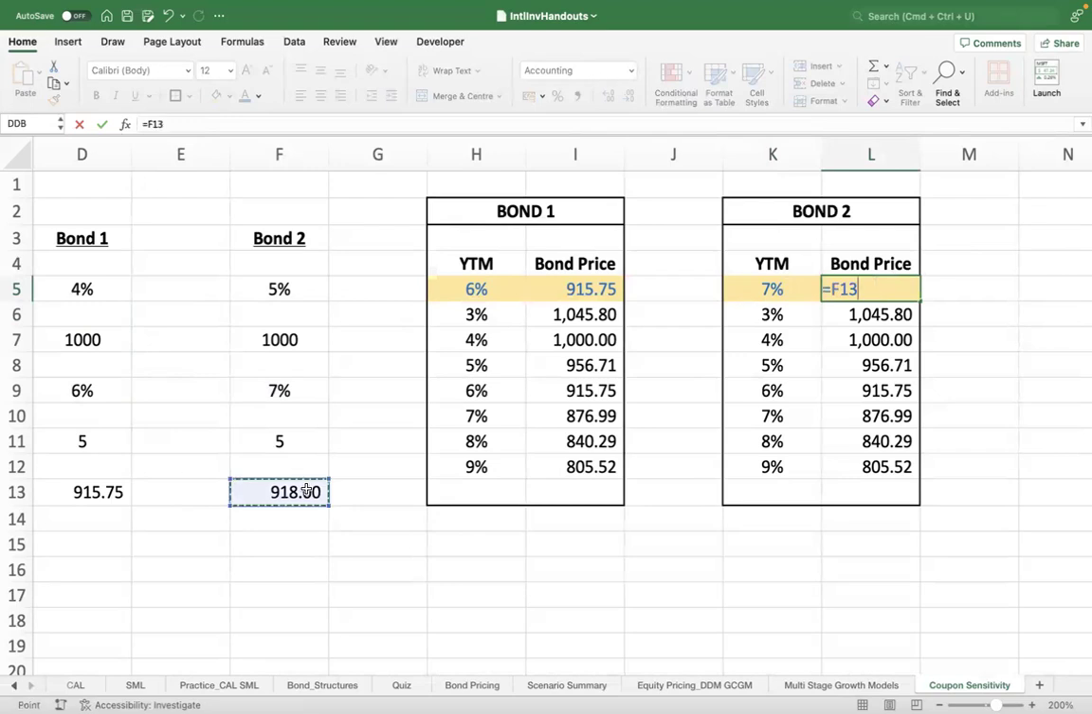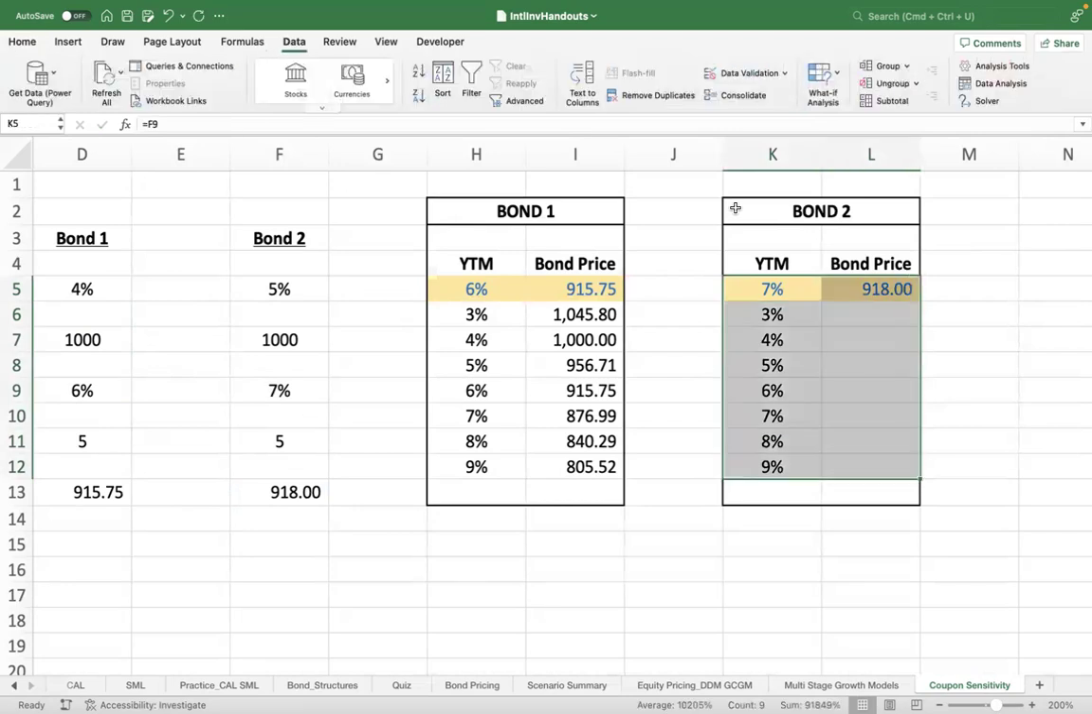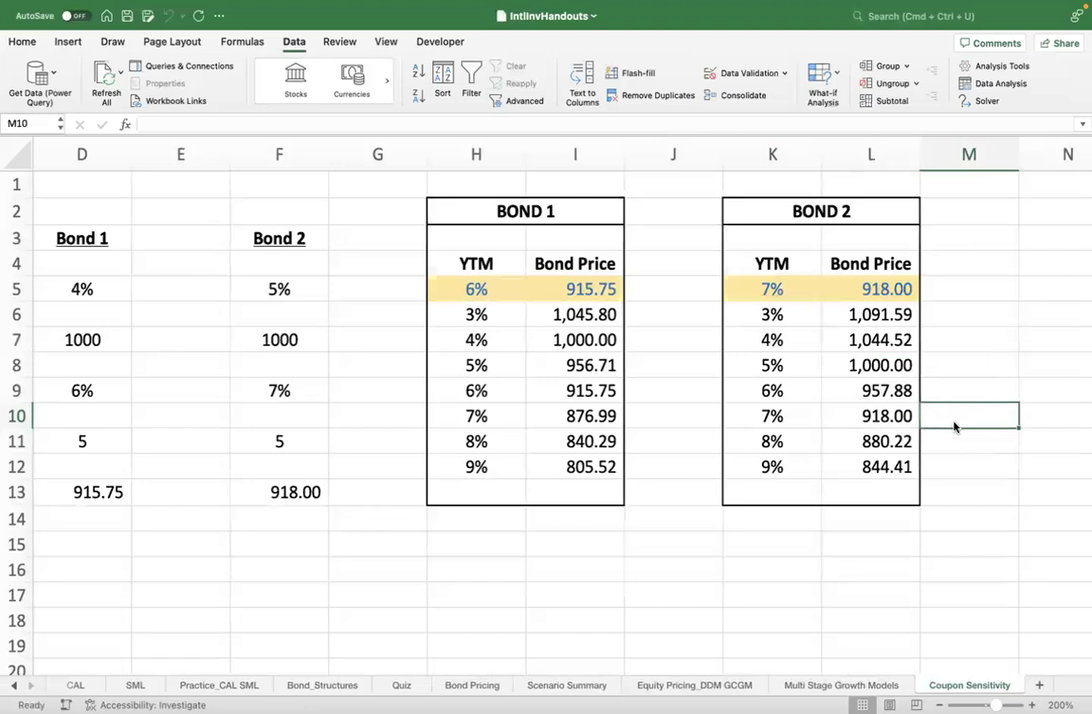Now, what did you observe? In both cases, the YTM was greater than the coupon, and therefore both the bonds are trading at a discount. Now we will again do the sensitivity test. Since all my inputs are in a column, I just go and link it to the independent input, and I will get all my prices.